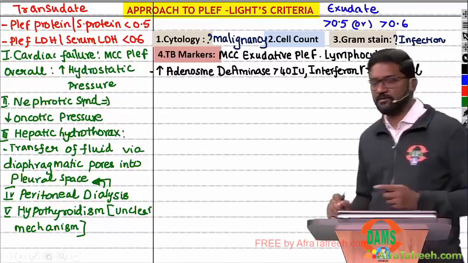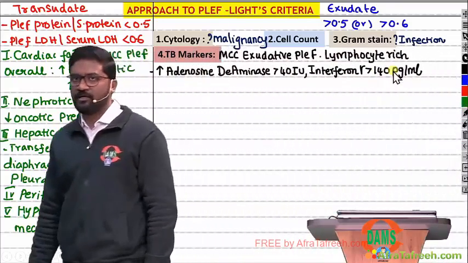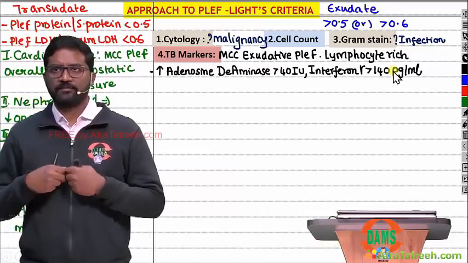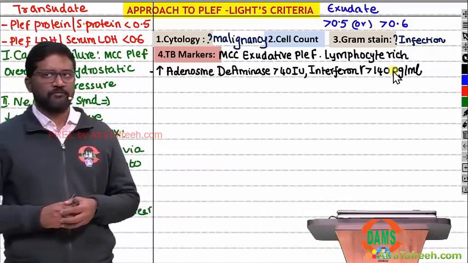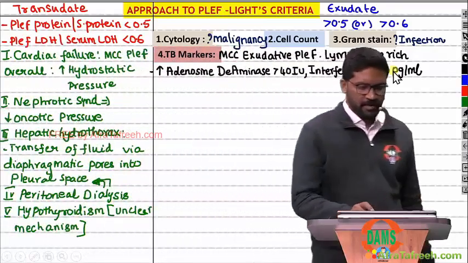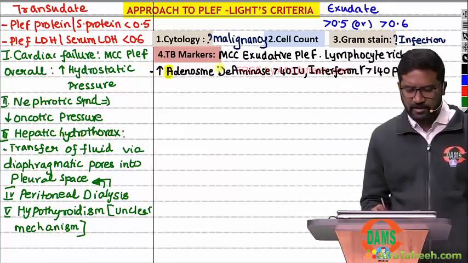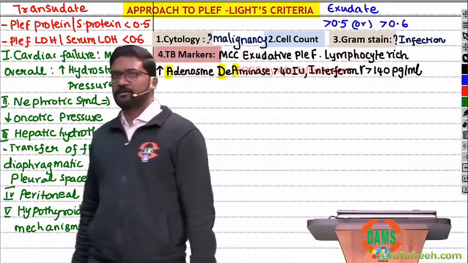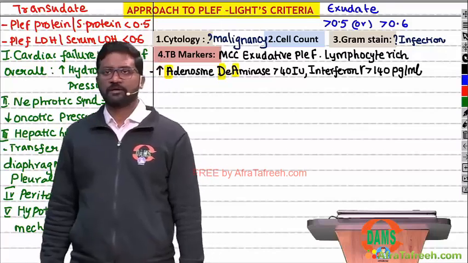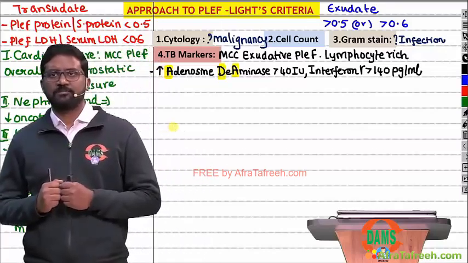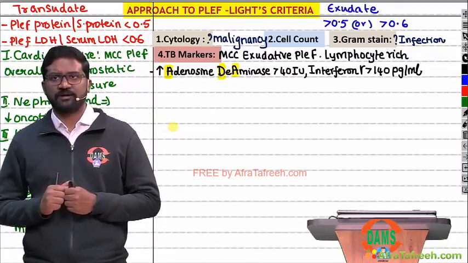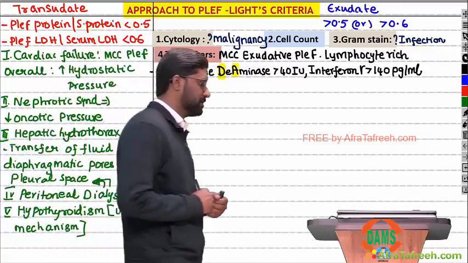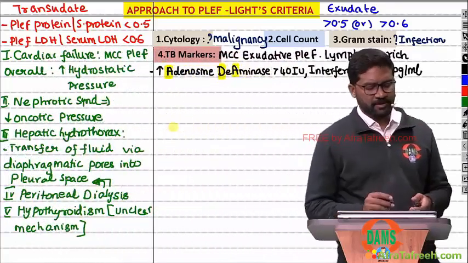So what is the significance of these markers? Whenever your body is actively fighting against TB, there will be some substances released. One such substance is ADA and the other is interferon gamma. So if the ADA and interferon gamma are high in that fluid, it means your body is actively fighting TB. The chances of TB pleural effusion are high. ADA more than 40 international units, interferon gamma more than 140 picograms per ml.